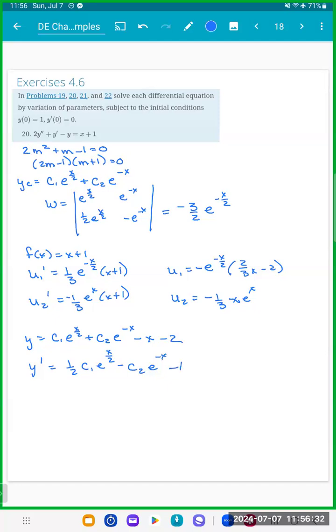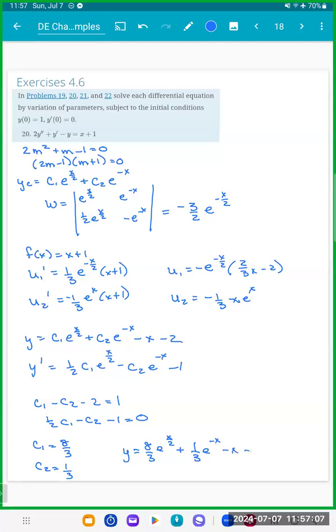Given our initial conditions, that implies C1 plus C2 minus 2 was equal to 1. So that is 1/2 C1 minus C2 minus 1 equals 0. So we have C1 equals 8/3 and C2 equals 1/3. So y is equal to 8/3 e to the x over 2 plus 1/3 e to the negative x minus x minus 2.